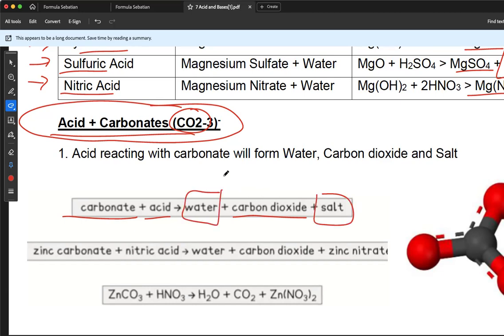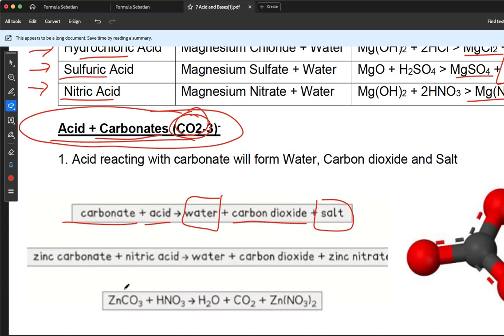The only difference for carbonates, one way I remember this, is because in carbonate there's literally CO2 inside. You see, like this one here, there's CO2 in this CO3. You have to remember that it ultimately forms CO2. Whenever you see the word carbonate, or the formula CO3, you should remember that the product will form carbon dioxide. Extremely important. You will be tested on this in your exam.